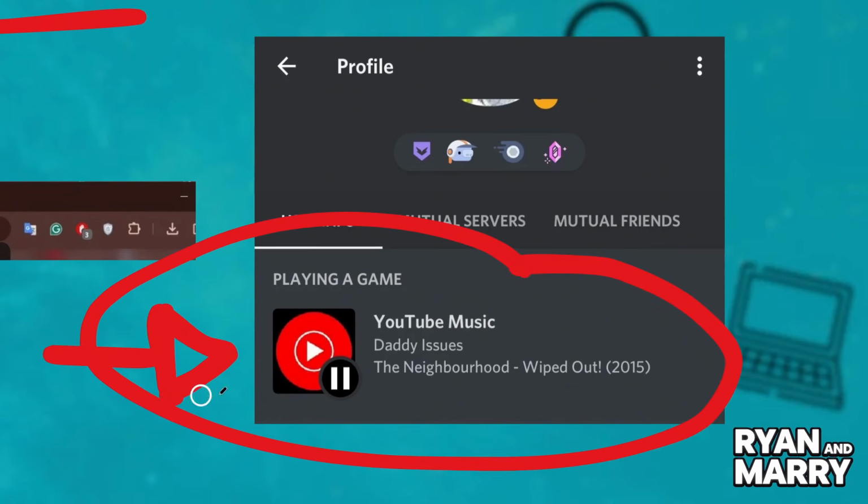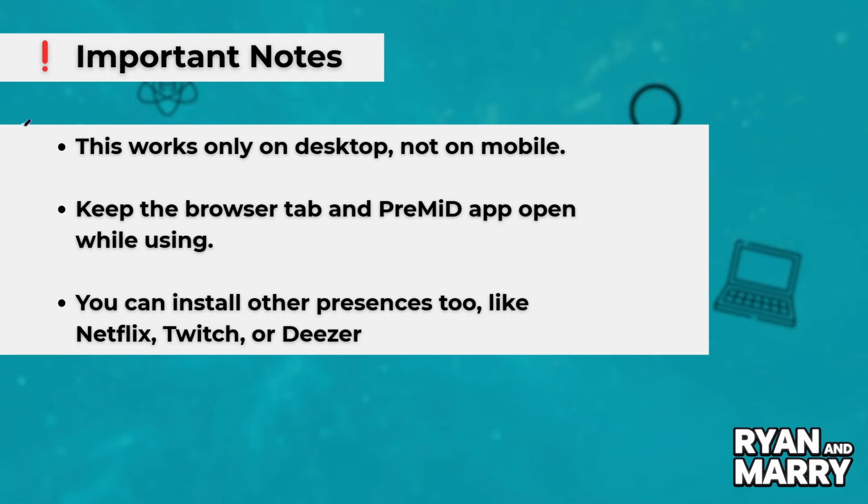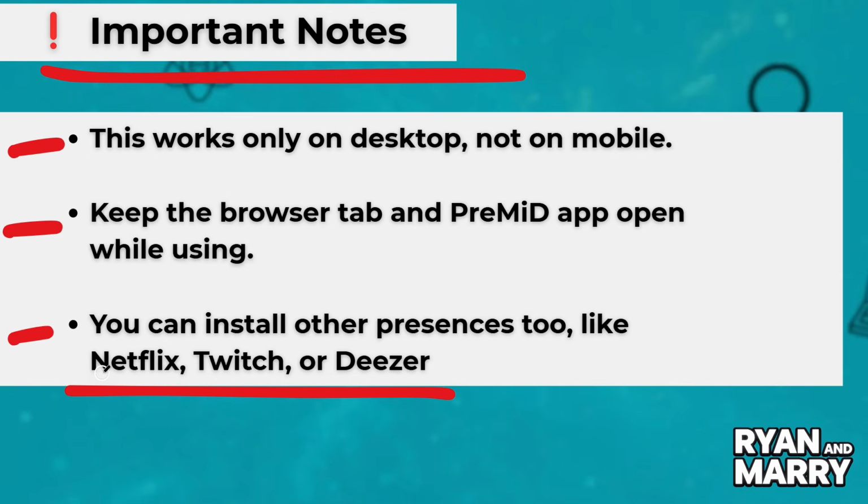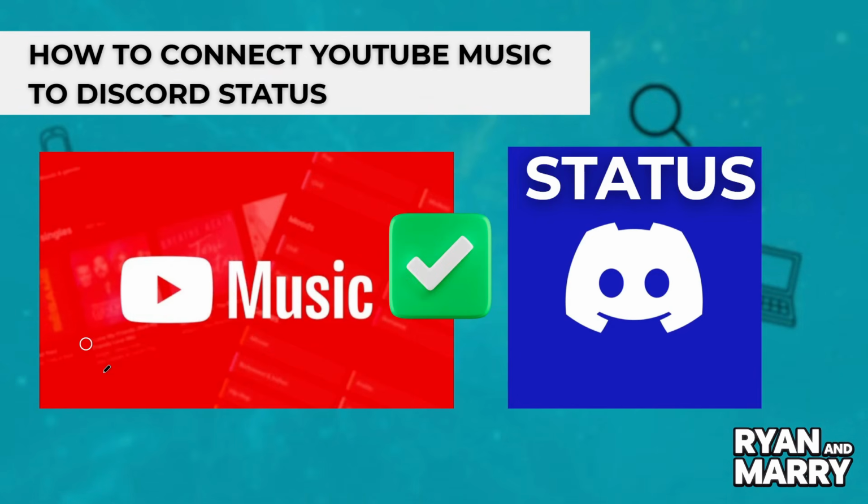Important notes. This works only on desktop, not on mobile. Keep the browser tab in PreMiD app open while using. You can install other presences too, like Netflix, Twitch, or Deezer. And that's it. This was the quick tutorial on how to connect YouTube Music to your Discord stats using PreMiD.